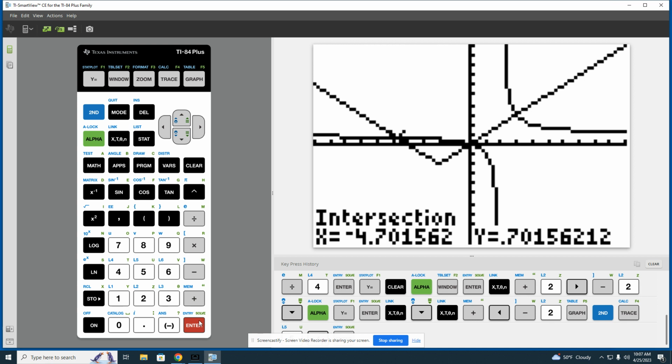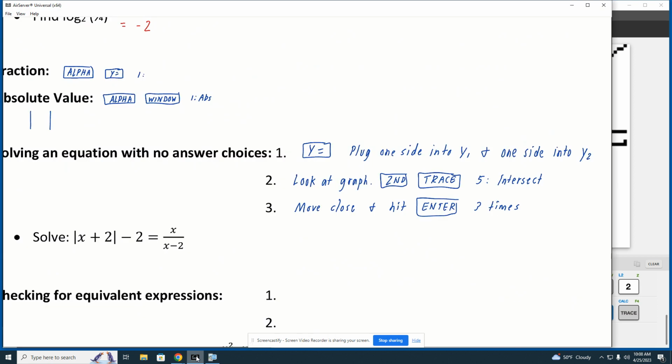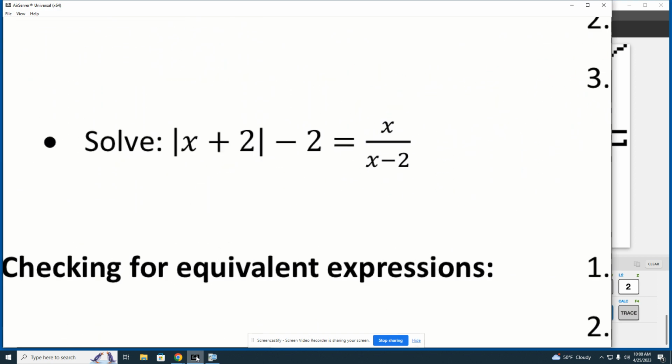Now here's the key with this, guys. Go back over here with me. Were these 2 equations?